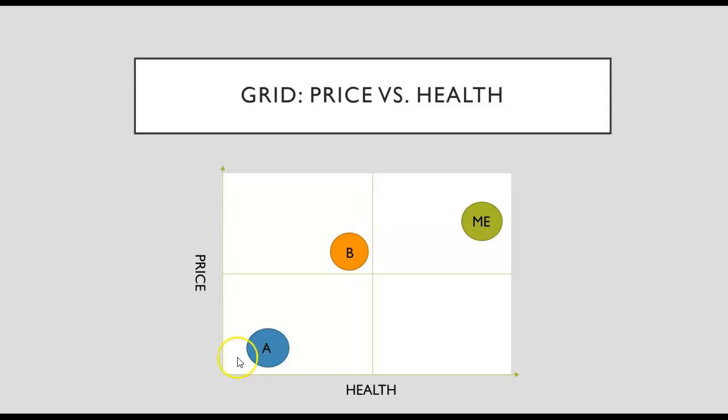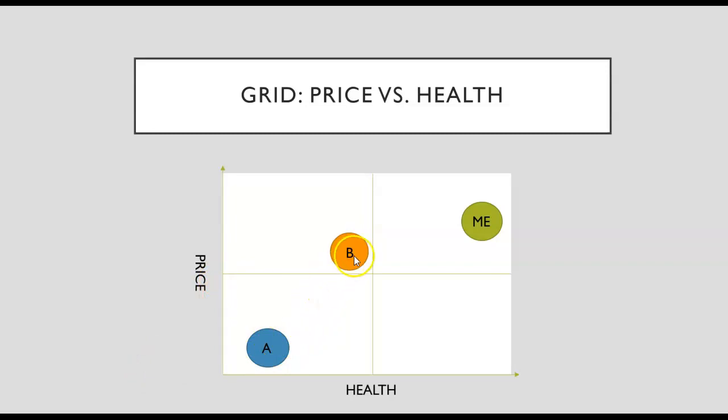In the positioning grid, the two axes that I decided to label along the x-axis, I decided to use health, and then on the y-axis, I decided to use price. So health going up, price going up. So right here at competitor A, I classified them as fast food restaurants where the price is low, but also the healthiness of the meal is also low. In these fast food restaurants, they're probably using lower quality food with preservatives in them, which will enable them to be able to keep the prices low.